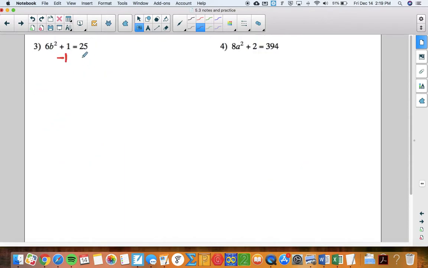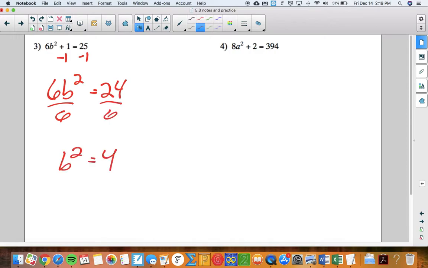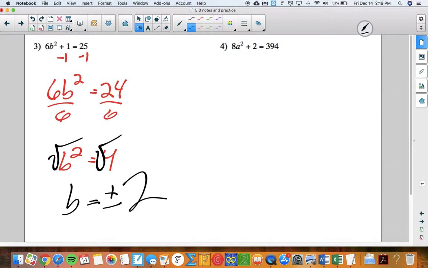All right, so we're going to undo addition and subtraction first. So we get 6b squared equals 24. Undo multiplication next. We get b squared equals 4. Undo squaring by square rooting. And b equals whatever times itself is 4, which is positive and negative 2.